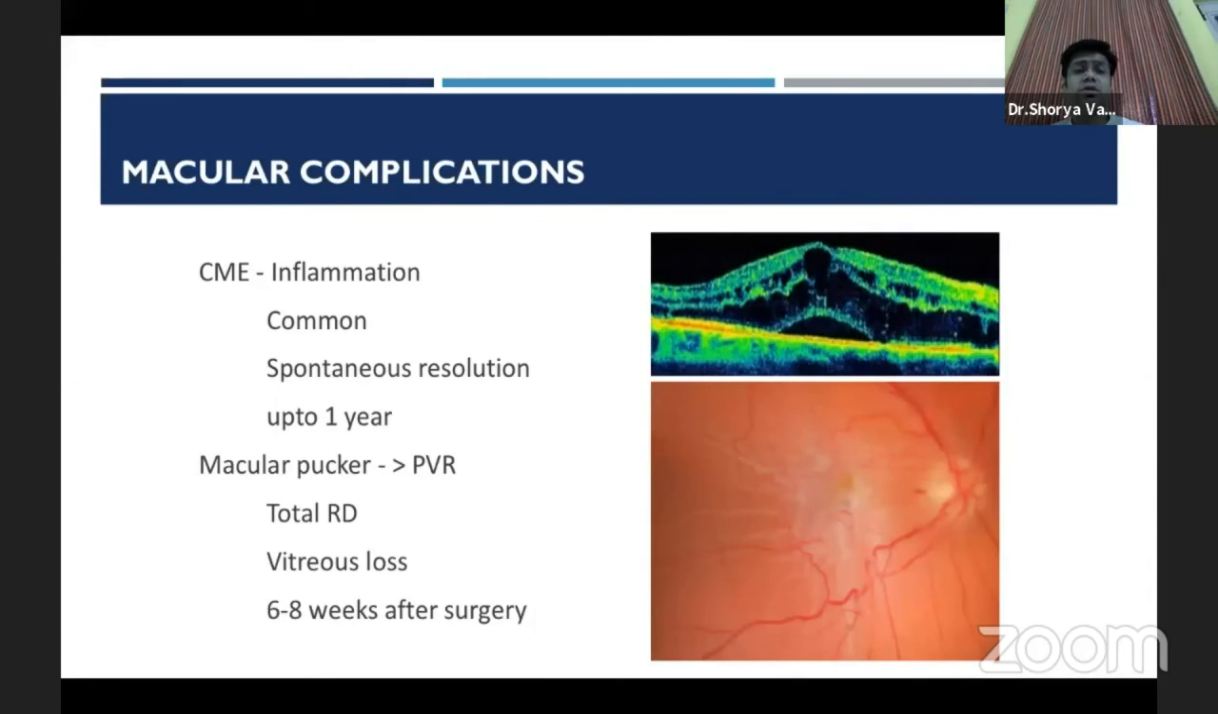Long-term complications, macular complications like macular pucker, can occur, most commonly seen in PVR, total RDs, and places where you get vitreous loss. Such cases can be observed over a couple of months to see the retinal attachment, and once the attachment is good, then we can probably go in and do a PPV and an ERM peeling. And also, if buckling causes enough inflammation, there can be chances of a CME, which resolves by itself and can be managed conservatively.